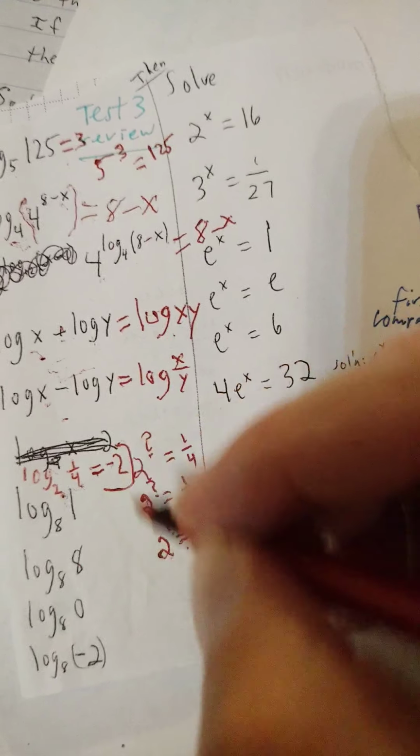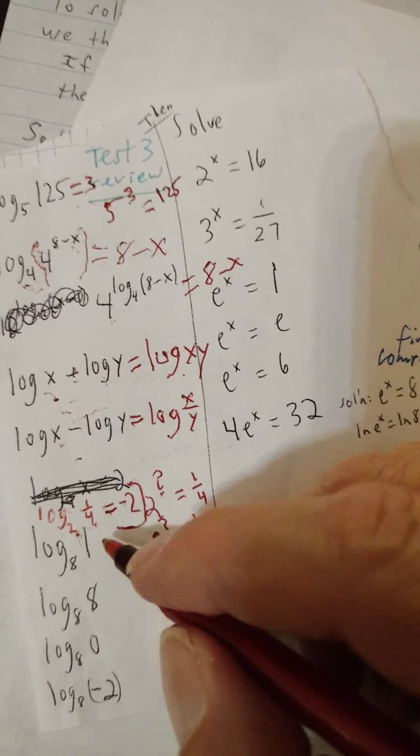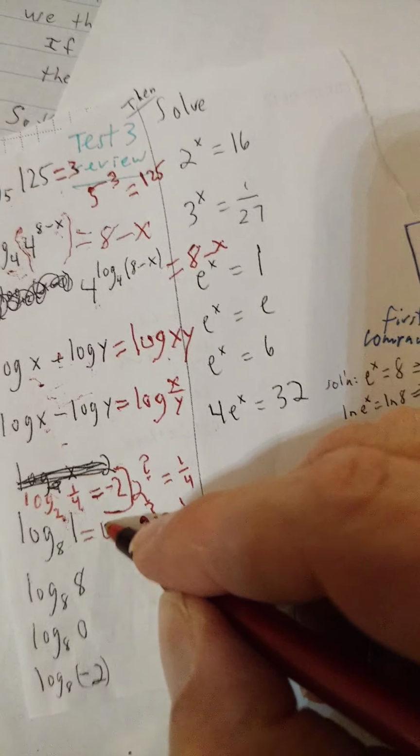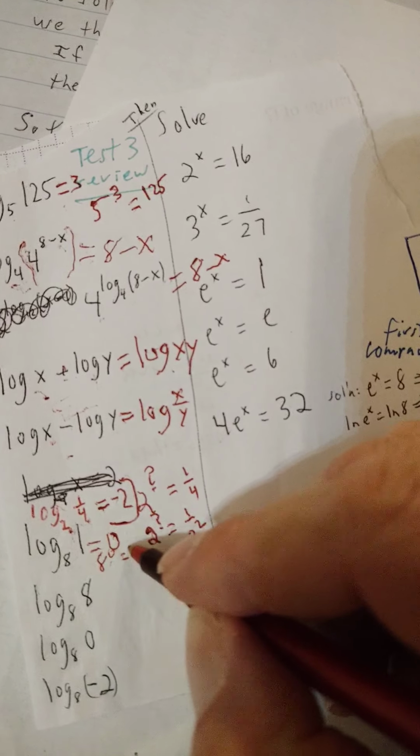That's the answer there. What about this problem? Another property of logs, if the argument is 1, the answer is 0. I don't have to think about it. What's the equivalent exponential form? We should get a true statement. 8 to the 0 equals 1.